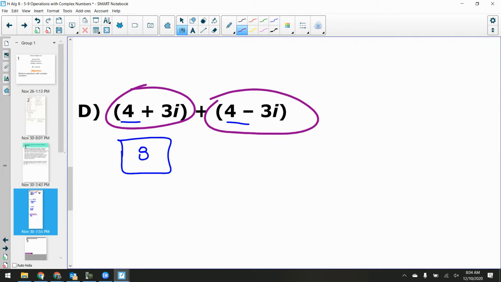They're called complex conjugates. So what are we noticing here? If you add complex conjugates together, what happens to the imaginary part? It disappears, it goes away. Okay? If you add two complex conjugates together, the imaginary part will go away.